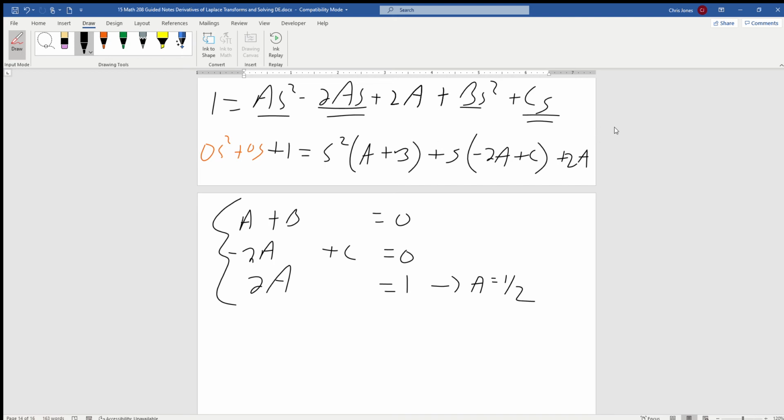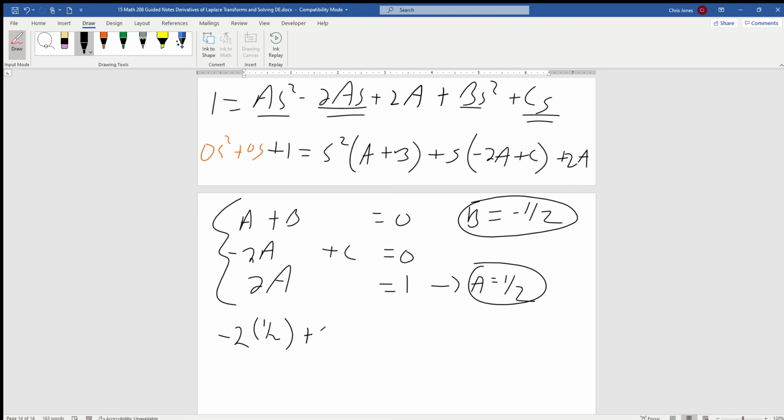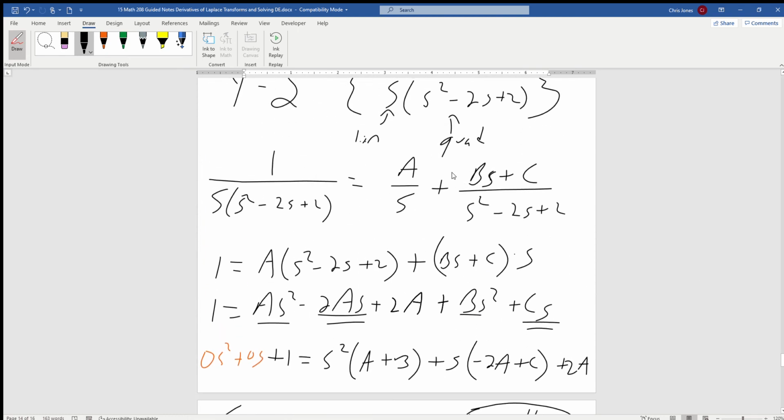We know that A plus B is equal to 0, so that means that B is equal to the opposite of A, or B is minus 1/2. And then finally, negative 2A plus C is going to be equal to 0, so minus 2 times a half plus C equals 0. Clearly that's going to be 1 just by going through and solving. Okay, so now we have all the different coefficients for us, and we can go ahead and substitute those back into our original decomposition and then find the inverse Laplace of that.